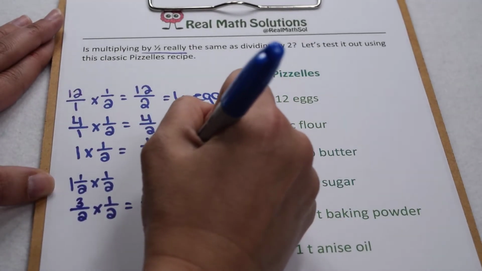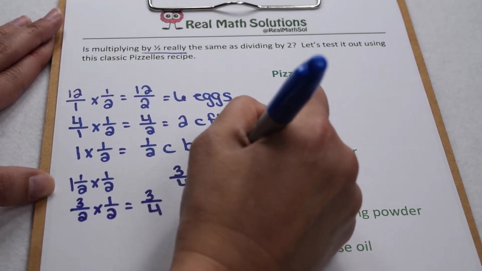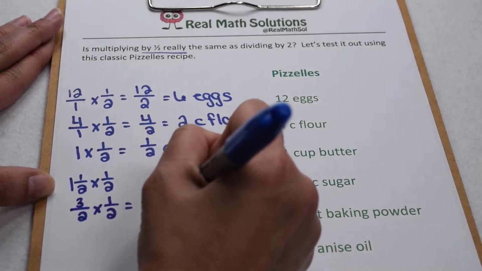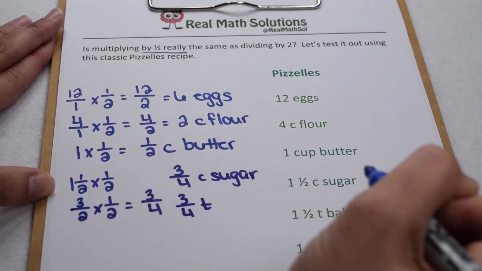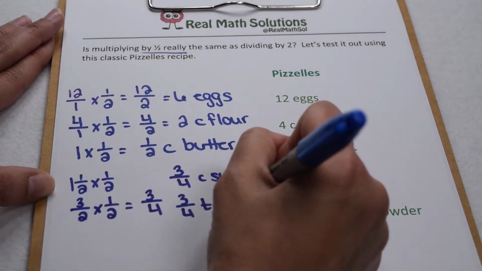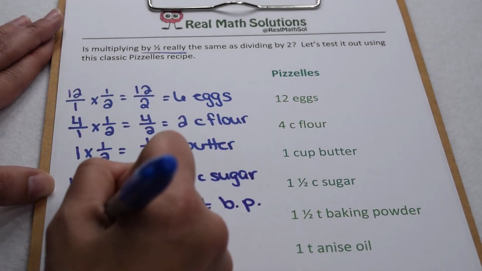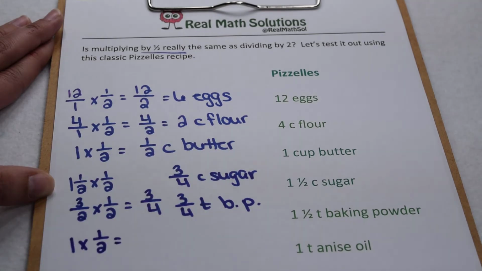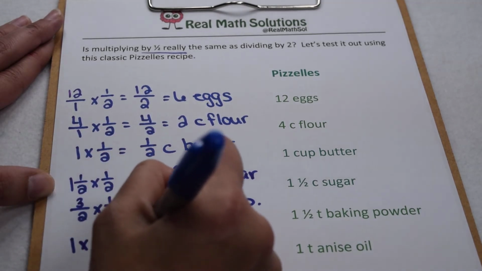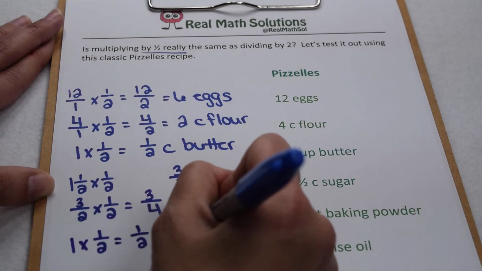So I'm going to need 3/4 of a cup of sugar, and then we're going to need 3/4 of a teaspoon, that's what the lowercase t is for, of baking powder. For our last ingredient, we need 1 teaspoon of anise oil. Well, that brings us back to our multiplicative identity. 1 times 1/2 is simply 1/2, so that's a 1/2 teaspoon of anise that we're going to need.